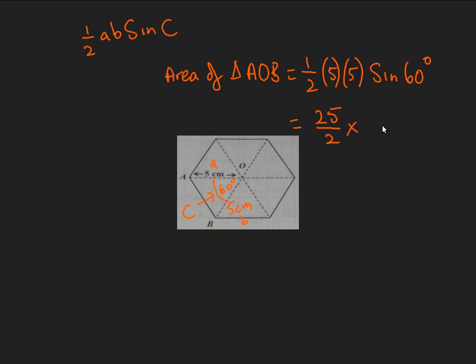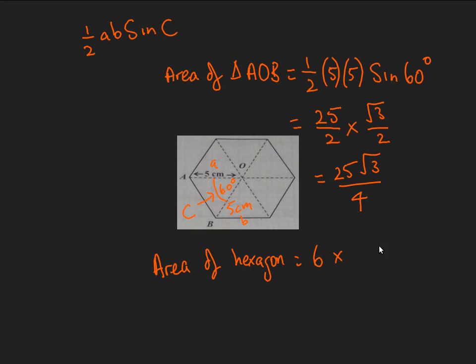over 2 times sine 60 degrees, which is square root of 3 over 2. So this is 25 square root 3 divided by 4. And so the area of the hexagon is 6 times the area of triangle AOB. So area of hexagon is equal to 6 times 25 square root 3 over 4. 2 into 4, 2. 2 into 6, 3. 3 times 25 is 75, so you get 75 square root 3 over 2.